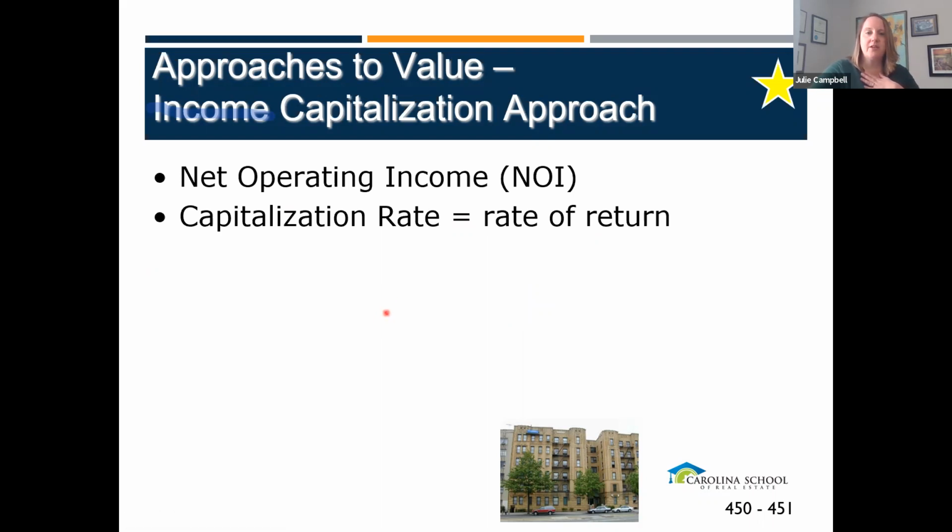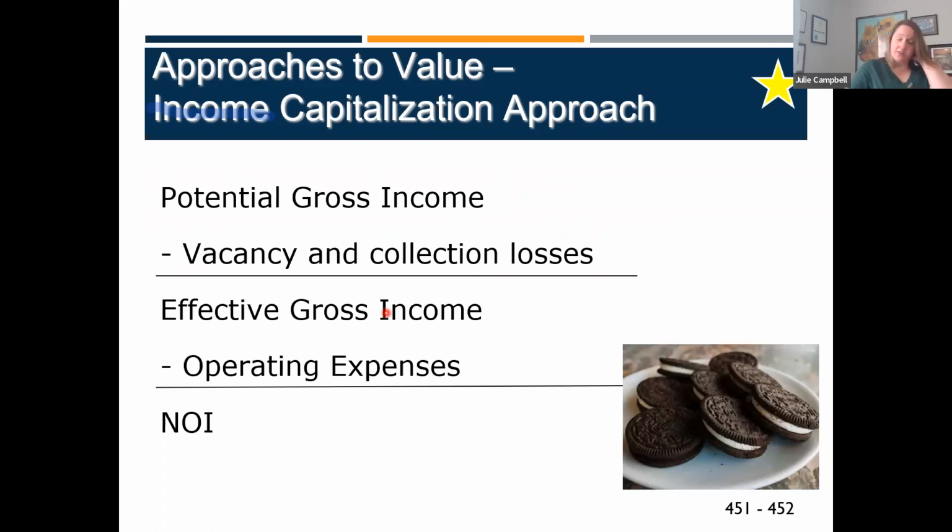With the income capitalization approach, there's a formula that we just have to know. We just got to know it. Take a minute, jot it down. Great candidate for a flashcard. Haven't figured out the T-bar for it yet. Jot it down and then we'll talk about it.